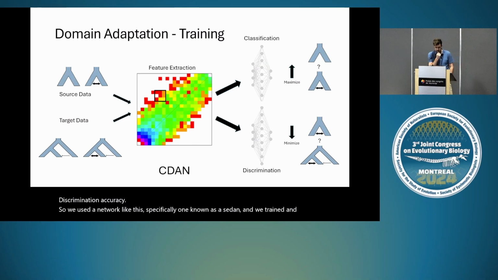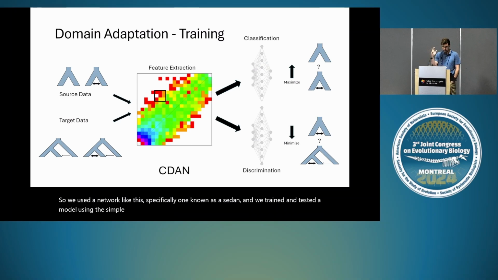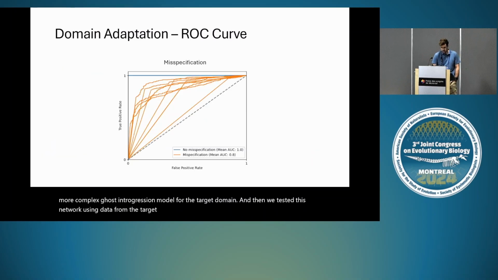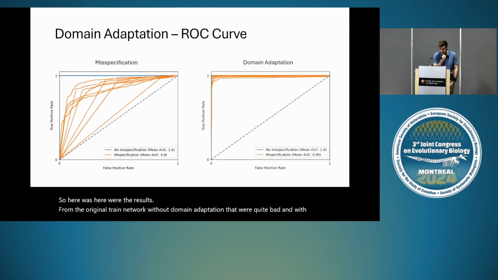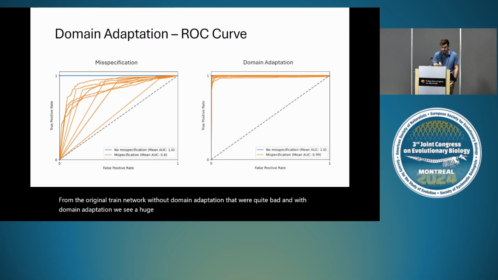So we used a network like this, specifically one known as a CDAN, and we trained and tested a model using the simple two-lineage model as our source domain data, and then the slightly more complex ghost introgression model for the target domain. And then we tested this network using data from the target domain simulations. So here were the results from the original trained network without domain adaptation that were quite bad. And with domain adaptation, we see a huge improvement. This classifier is almost perfect, and there's a lot more consistency among replicates. We have an AUC of 0.99 after using domain adaptation.